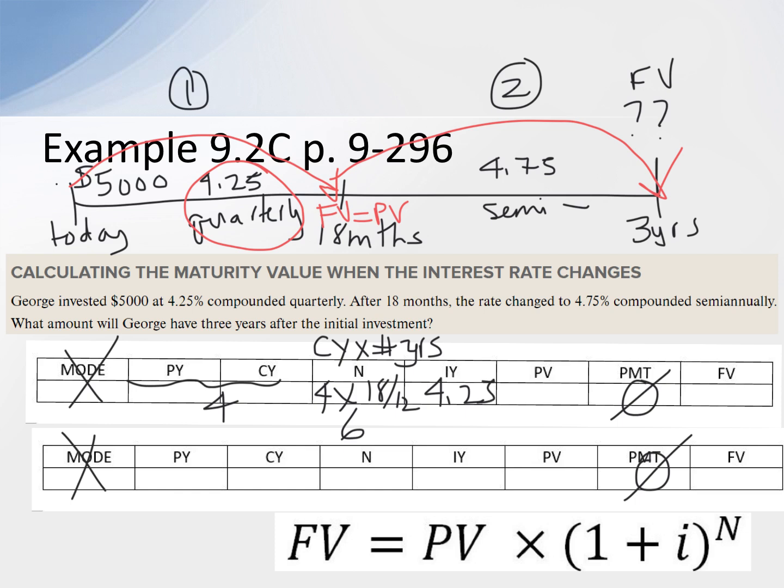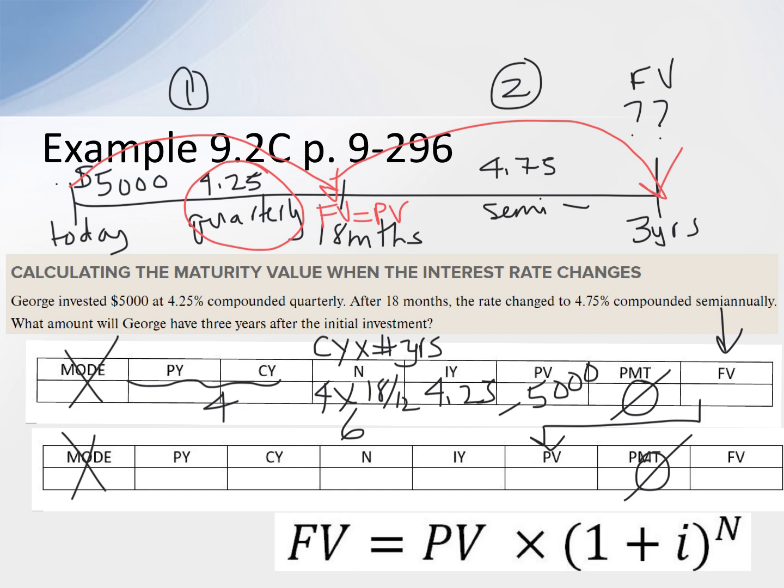Our PV is minus 5,000. Again, it's invested, so minus 5,000. And we're going to compute the future value. This future value with a sign change will become the present value for the next time segment.